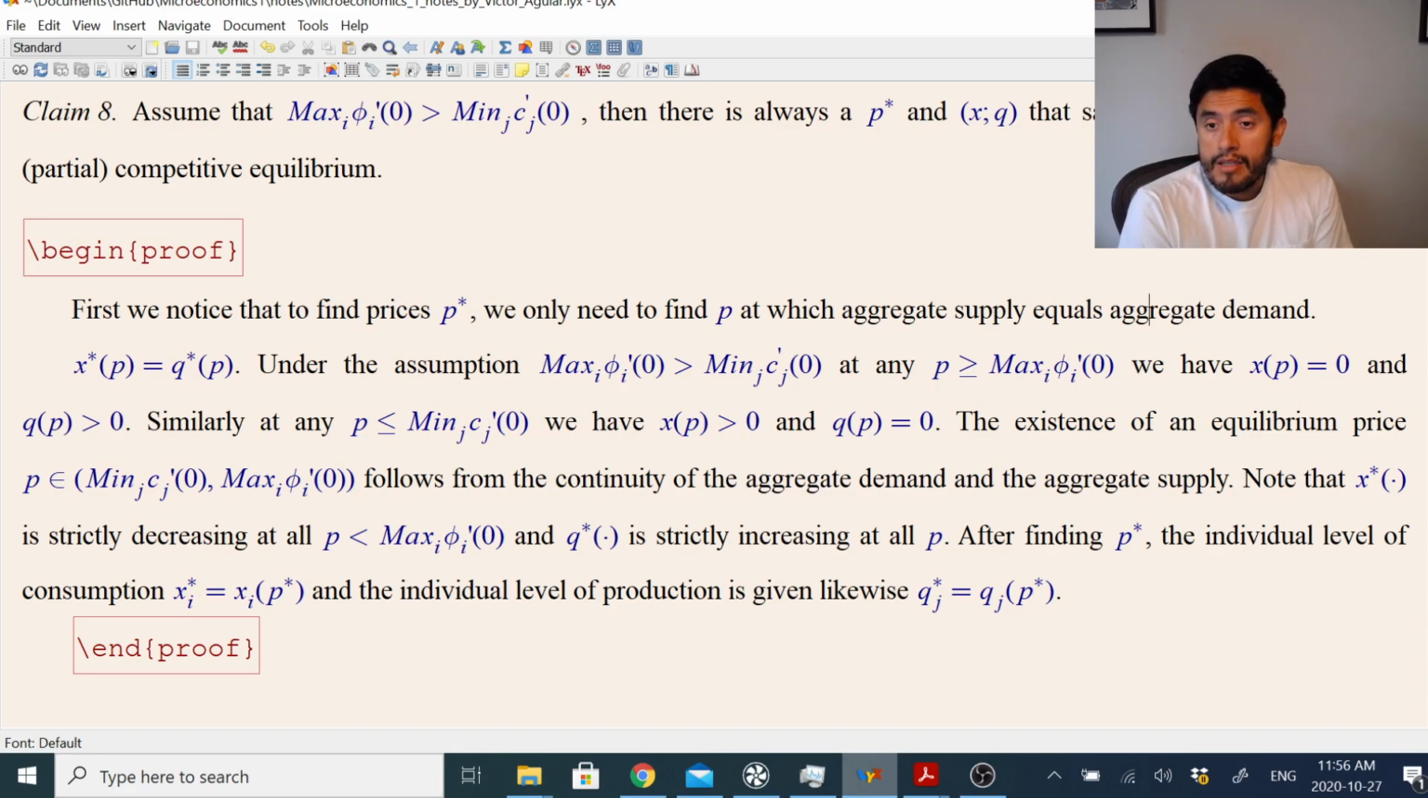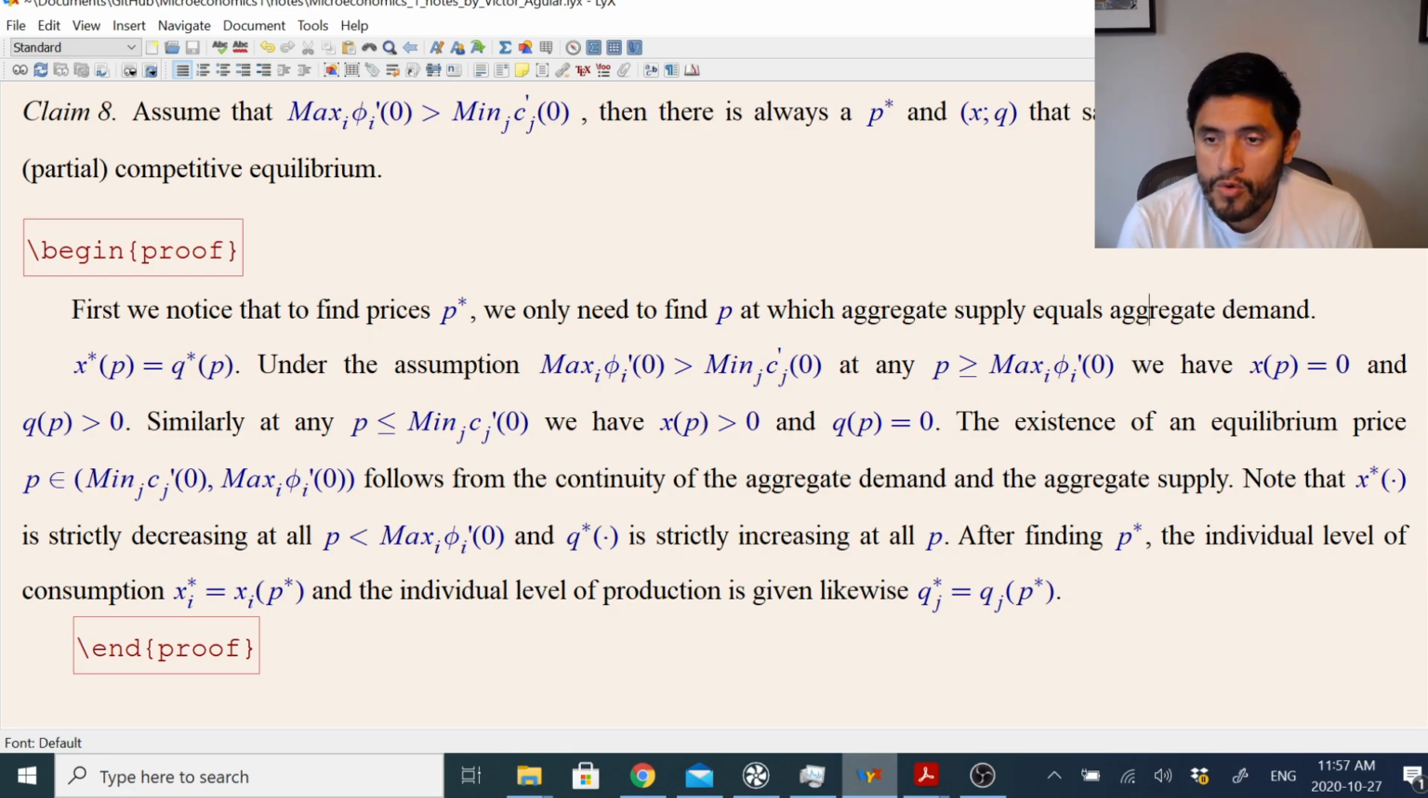And the existence of such a price in such an interval follows from the continuity of the aggregate demand and the aggregate supply. Why are aggregate supply and demand continuous? Because they are the sum of continuous individual demands and individual supplies. And they are continuous because the functions phi and c, so the marginal utility of the non-numeraire and the cost function, are also continuous.